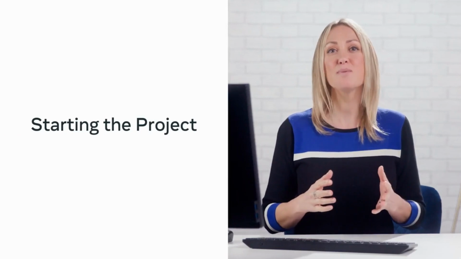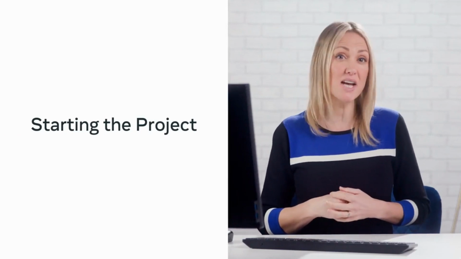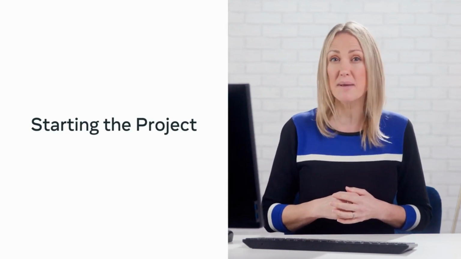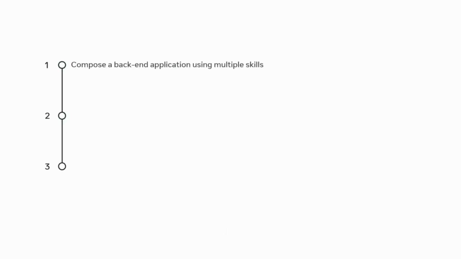Wow, you've made it to the end of the course. Why don't you take a moment to congratulate yourself? After all, you've learned a lot in this course. Let's recap. In the first module, you revised starting the project. You started your preparation for the Capstone project by revising topics such as composing a back-end application using multiple skills, using Django to serve static HTML content, and committing the project to a Git repository.